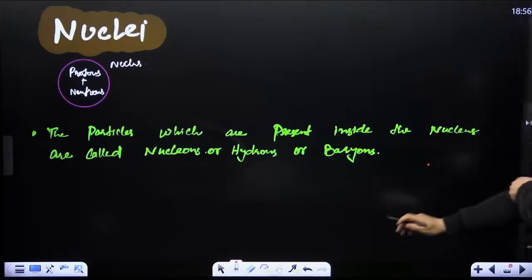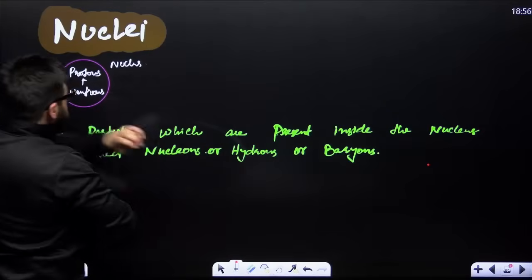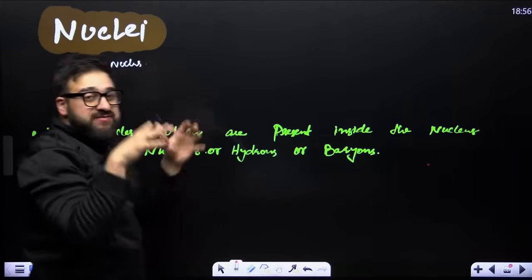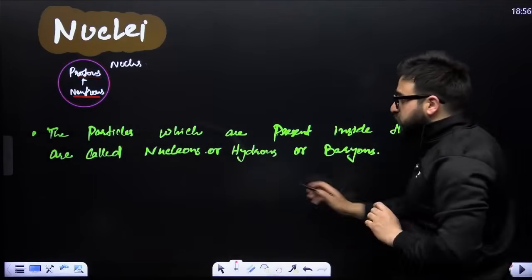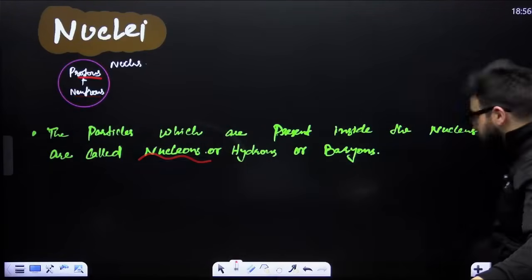Then my dear NEET aspirants, we have nuclei. When it comes to the chapter nuclei, the nucleus is what is at the center of the atom. Inside the nucleus you have protons plus neutrons. These are what we call the nucleons. The particles which lie inside the nucleus are called nucleons.